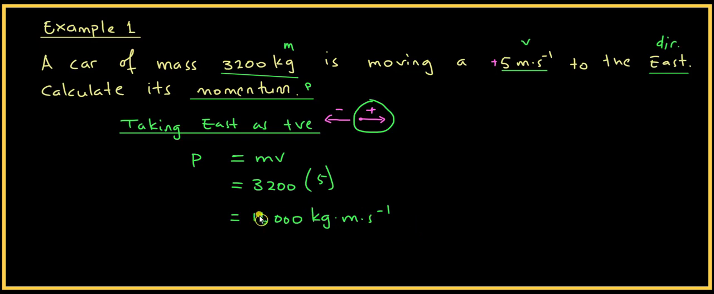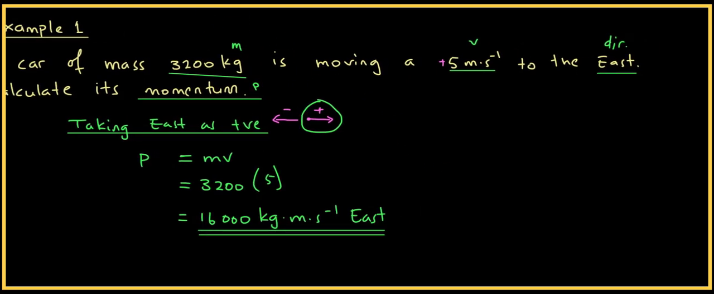Since my answer here is positive, right? You can see 16,000. This is a positive answer, right? So since the answer is positive, my direction is actually to the east, because I chose east as positive. My east direction is positive. So whatever is positive is to the east. Whatever is to the east is positive, and vice versa. Okay, so that's how we calculate momentum.